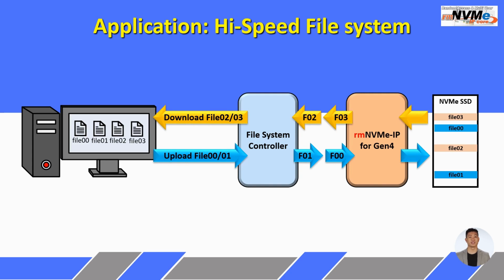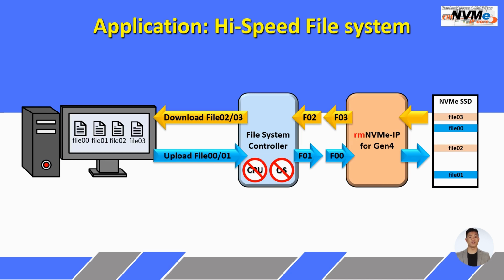Secondly, the file system must support concurrent write and read commands. The file system consists of a file table and user data. While transferring the user data, the file table must be monitored and updated. And most importantly, our rmNVMe-IP Core can fully handle NVMe protocol internally without CPU or OS.